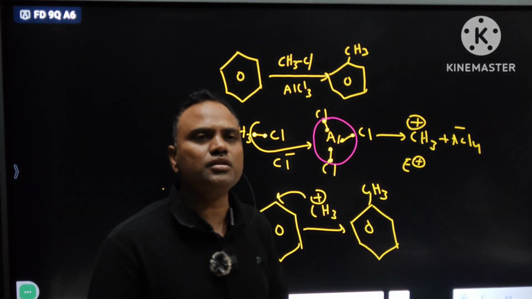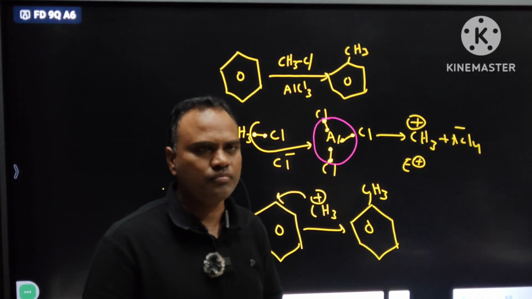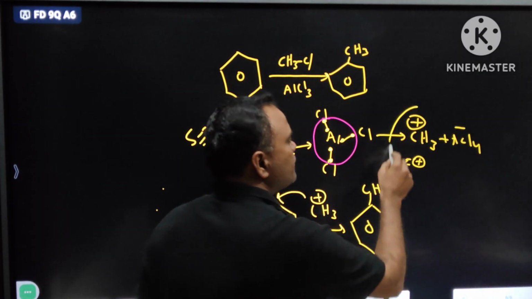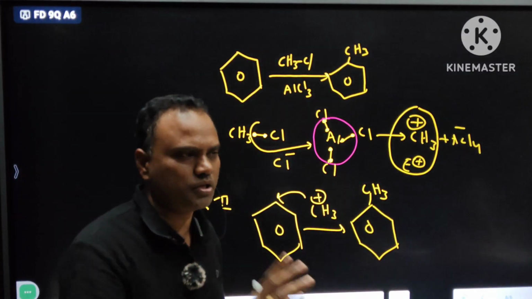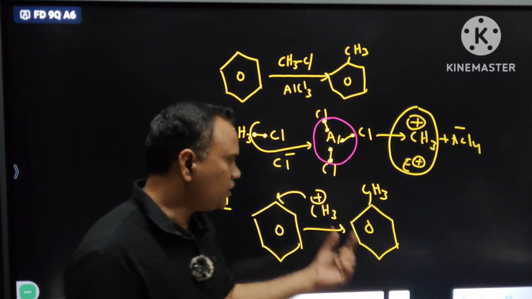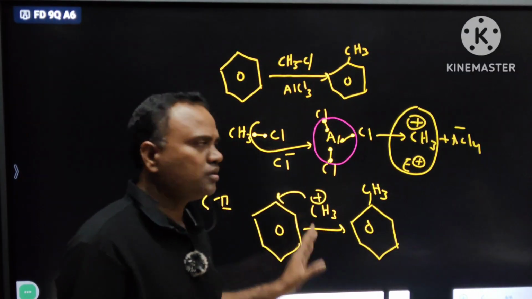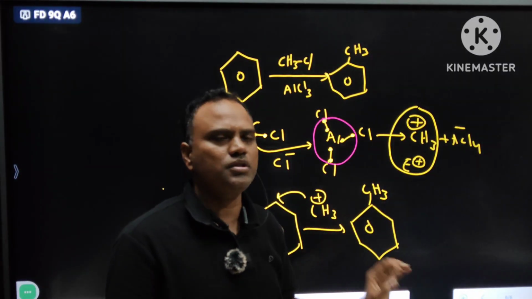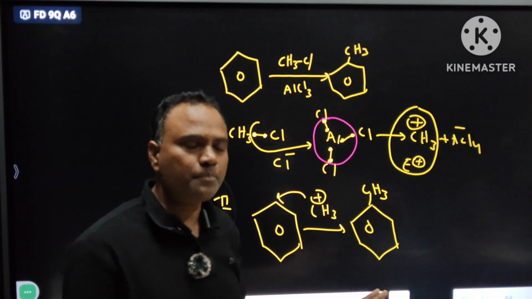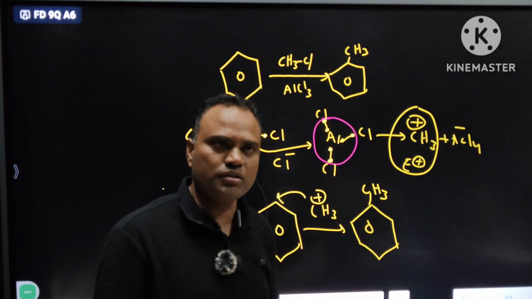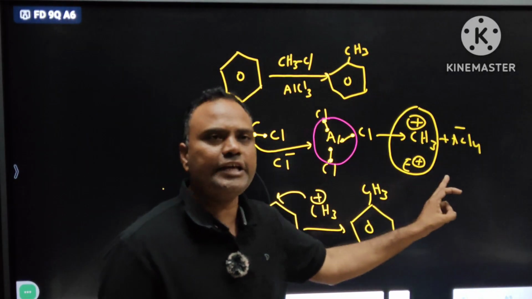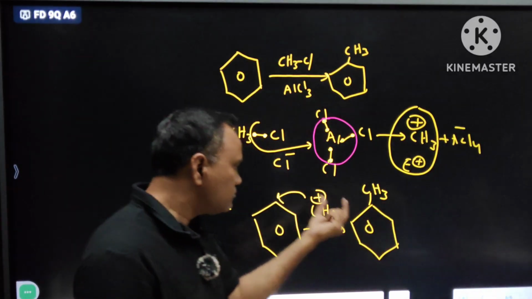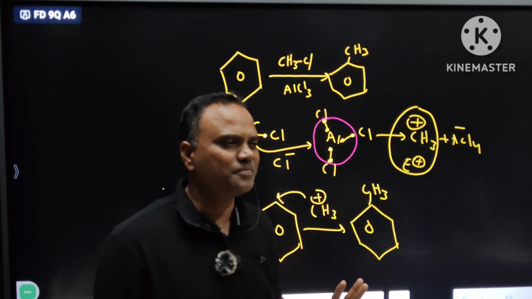If we take aniline, what happens? See, for Friedel-Crafts alkylation, the key step is generation of the electrophile. First the electrophile should be generated. Clear? Then only that electrophile attacks the ring. This step should take place first in Friedel-Crafts alkylation. But when we take aniline, this step does not take place. The electrophile will not be generated. Attack will not take place.